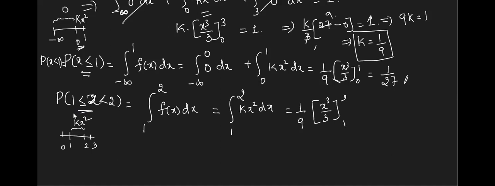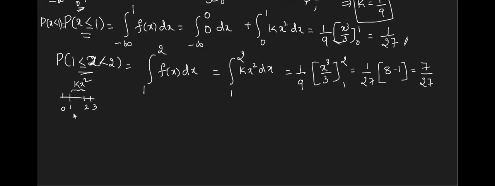Limits 1 to 2. So 9 threes are 27. 2 cube is how much? 2 cube is 8 minus 1 cube, which is 1. 8 minus 1, what is the answer? 7 by 27. Yes, very good.